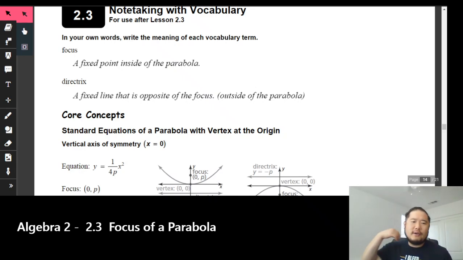All right, let's start right here at section 2.3, which is focus of a parabola. Now, what exactly is a focus, you may wonder? A focus, if we take a look at our vocabulary term, is a fixed point inside of a parabola. So wherever the U-shape is on a parabola, it's going to be inside of that.